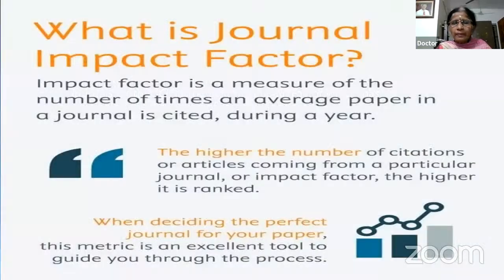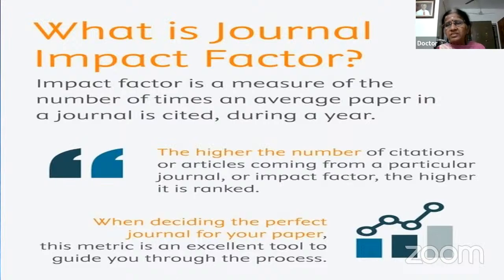So what exactly is the impact factor? It is a measure of a number. Suppose you publish in a journal. How do you know the impact factor? It depends upon the number of times other people have used your article as a reference. That is basically the impact factor. It's a measure of the number of times an average paper in a journal is cited during a year. Suppose you've published an article on liver disease in pregnancy, and it has been used as a reference 20 times. That means that article has been cited 20 times.